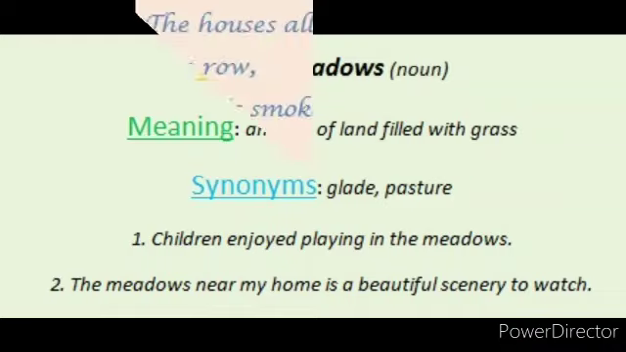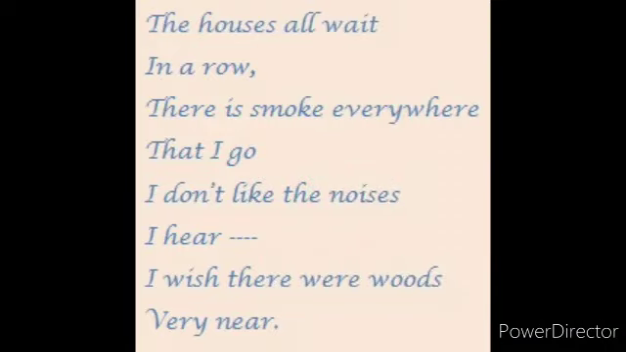Now, let's move on to the second stanza, children. The houses all wait in a row. There is smoke everywhere that I go. I don't like the noises I hear. I wish there were woods very near. Let us read it again. The houses all wait in a row.